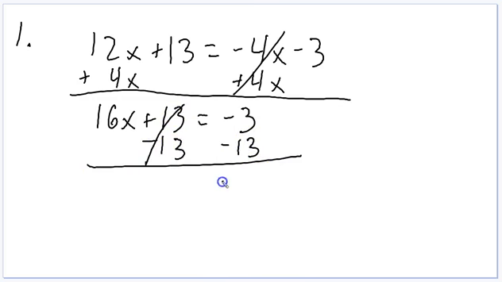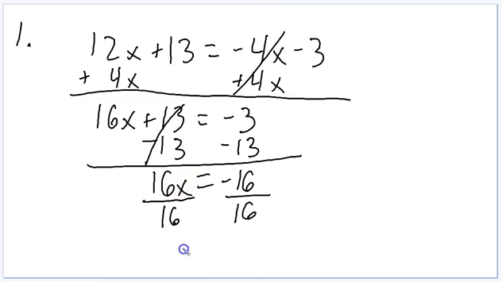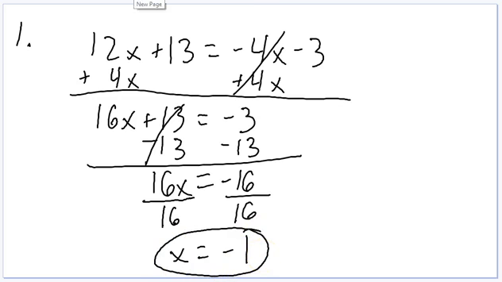Then I need the variable all by itself, so I'm gonna subtract 13 from both sides. That's gone. I get negative 16 and 16x. I need the variable by itself, so I'm going to divide. Since it's multiplication, I have to do the opposite. I get x equals negative 1. And that is your answer. Let's go. Moving on to number 2.